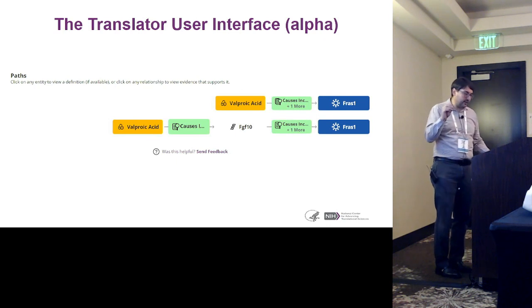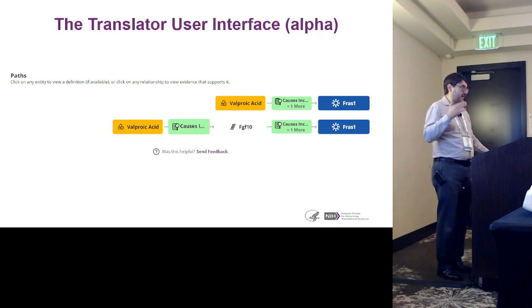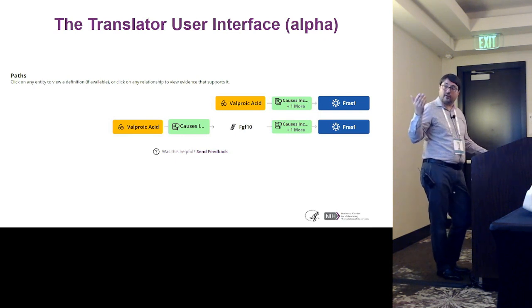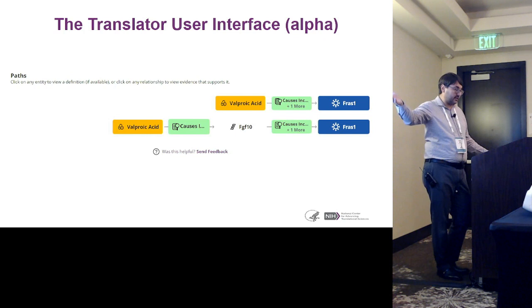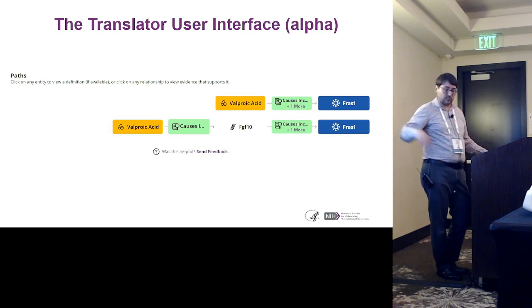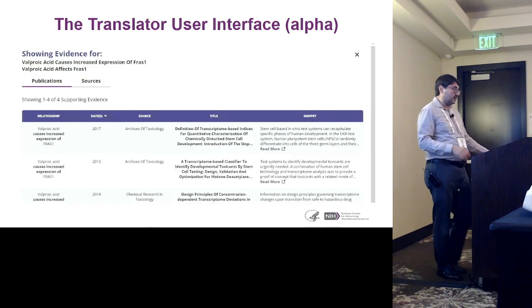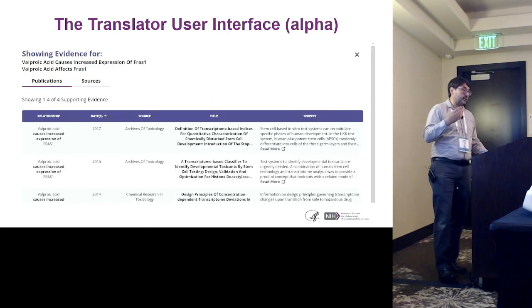If you scroll down further, you can also see what we call the path view, which shows all of the pathways that connect the two in more like a table view. This can give you a good sense of what kinds of relationships are represented in the graph above. So for example, valproic acid causes increased expression of FGF10, which in turn causes increased expression of FRAS1. And if you click on one of those green buttons, a screen will pop up showing the evidence for this relationship.